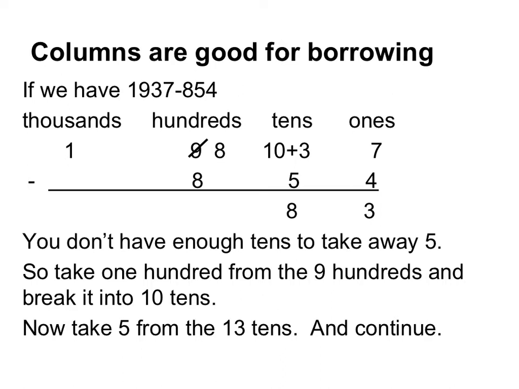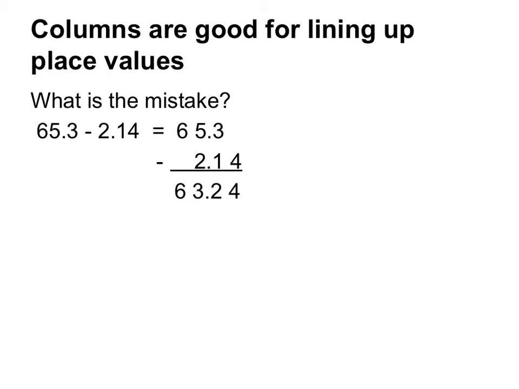And then I keep going as usual. 800s minus 800s, 1,000 minus nothing, leaves me with 1,083. So 1,937 minus 854 is 1,083. Where's the mistake here?